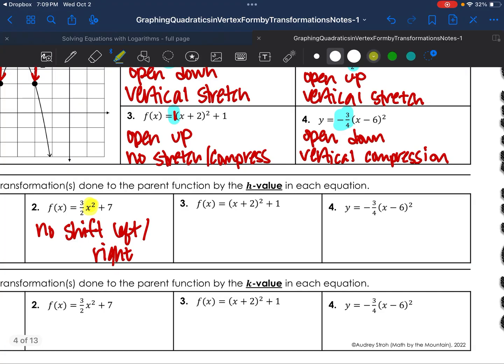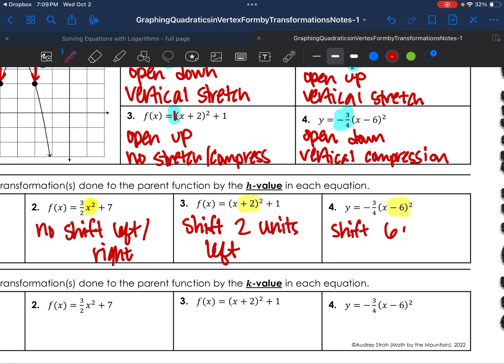Okay, number 3, we have our h value here is +2. So this is going to shift 2 units left again. And then last here, we've got an x -6. So this is going to shift 6 units to the right.